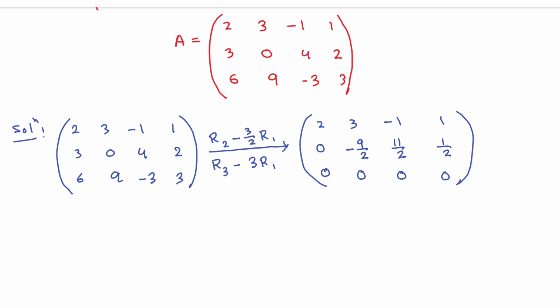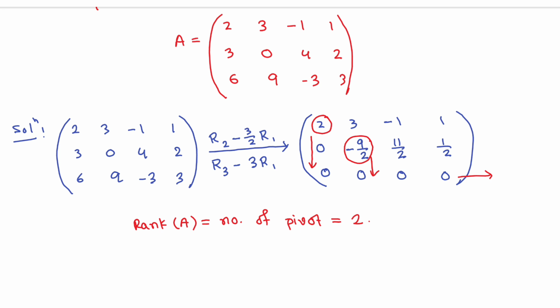Is it in row echelon form? Obviously yes, because the zero row is at the bottom. Here we are getting a pivot element in the first row and a pivot element in the second row, and all the rows below the pivot elements are zero rows. So obviously this is in row echelon form. Now you can find the rank. Rank of A equals the number of pivots, and this is equal to 2. Clear? So in this way you can solve this type of problem.